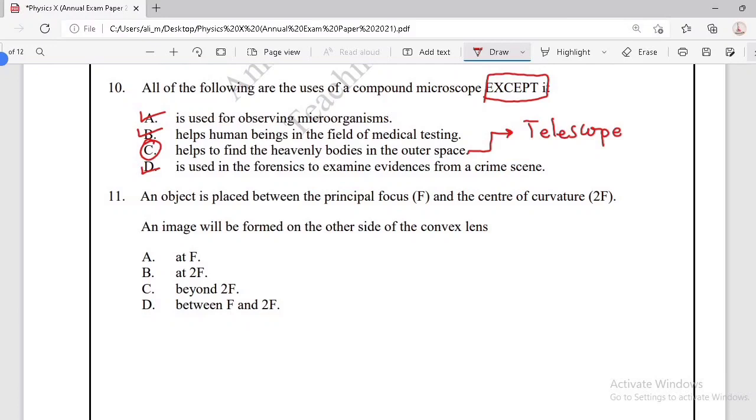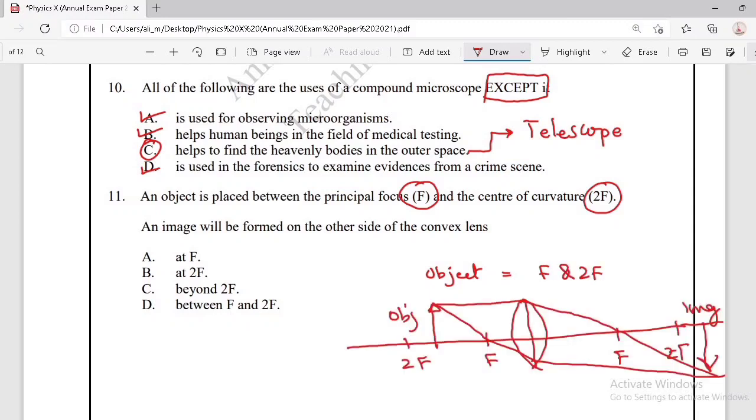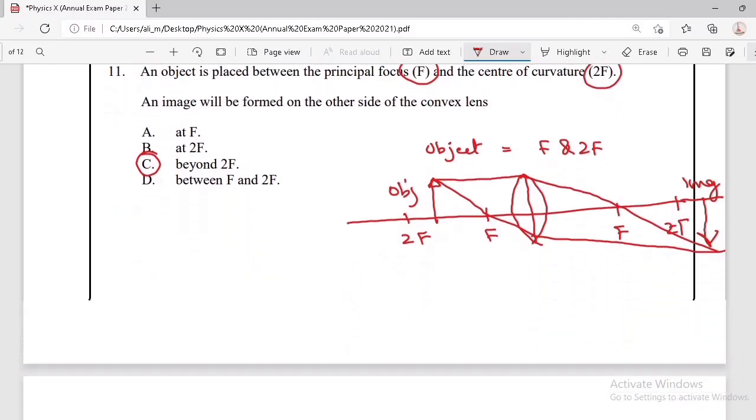Then we have question number 11. An object is placed between the principal focus and the center of curvature, that is 2F. So the position of the object is between F and 2F. This is the diagram formed for an object placed between F and 2F, and we know that the image formed will be beyond 2F. So option C is the right answer for question number 11.